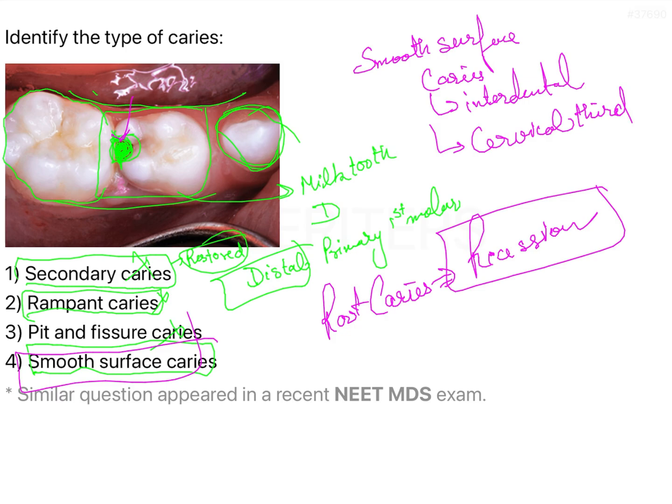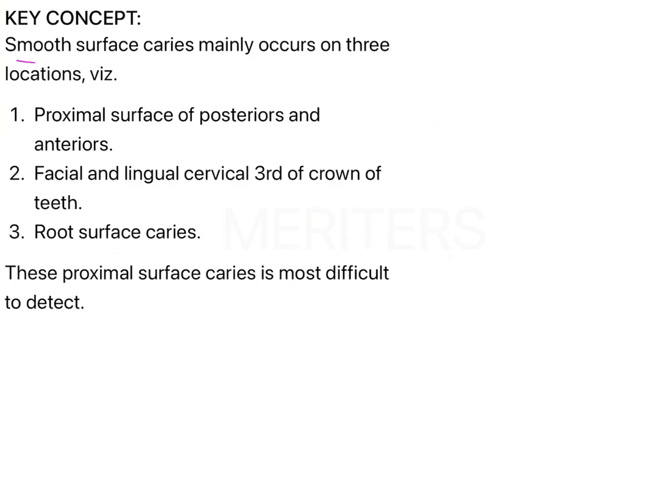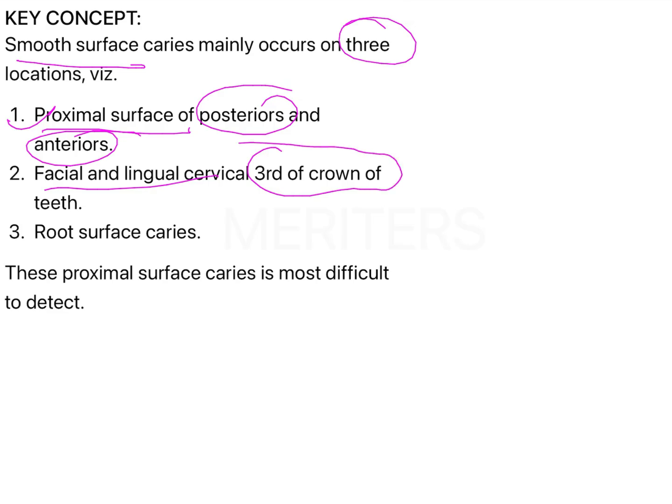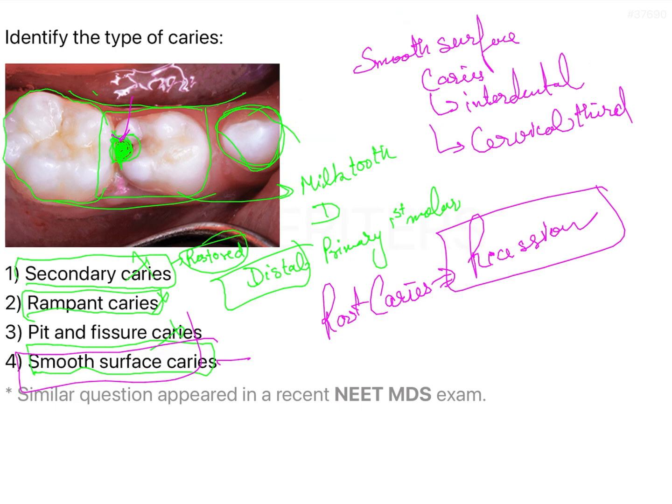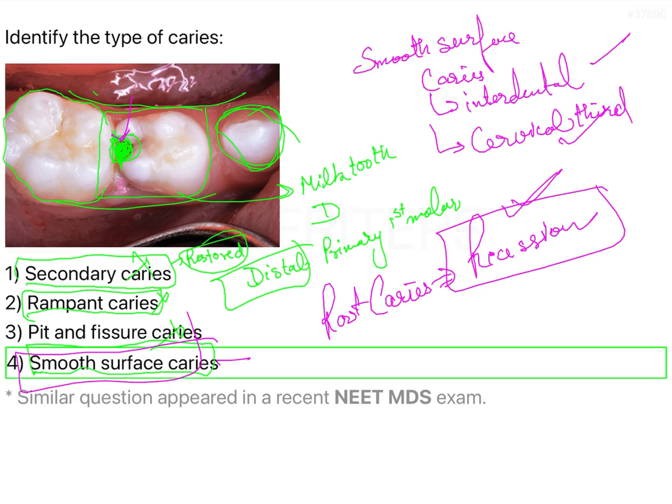Now these smooth surface caries can be of like 2 3 types. If we just see here, the smooth surface areas are going to be 3 locations. One is your proximal surface of the posteriors and anteriors, which we have seen already; facial and lingual surface, cervical third of the crown of the teeth; as well as root surface caries. So we have discussed all the possible caries: interdental, cervical third, and the root caries, which are seen in old people, that is in the recession cases. So the answer to this question is going to be, of course, your option number 4, that is smooth surface caries are depicted in this particular picture.